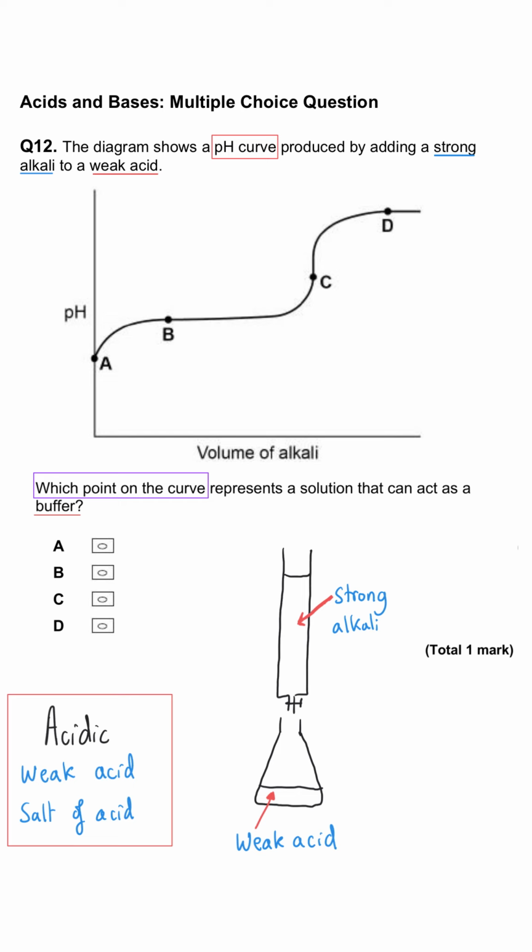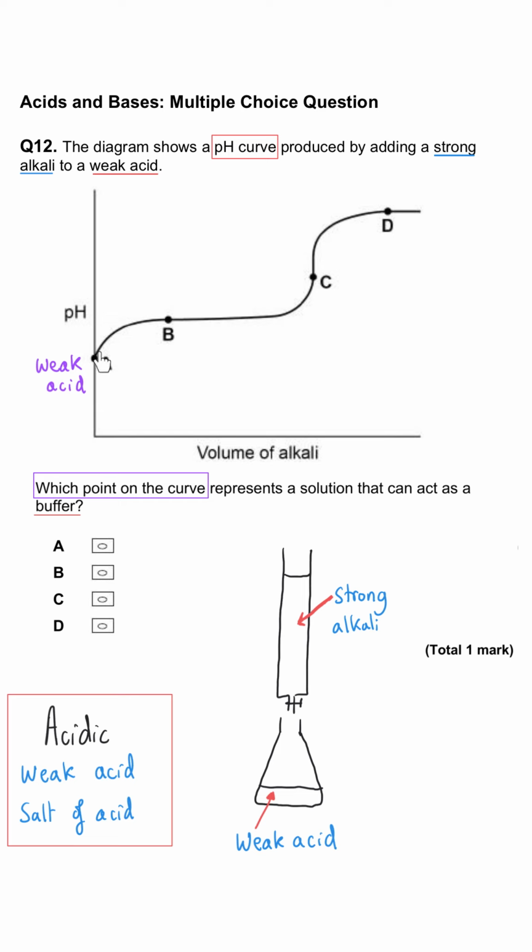pH curves are generated by having something in the conical flask. We've got a low pH at the beginning, so we're going to be starting with a weak acid in our conical flask and adding alkali to it, this strong alkali. So in situation A, we haven't started our titration. We've added 0 mLs of our alkali, so we've only got the weak acid in our conical flask. So we can rule out A because we only have the weak acid.